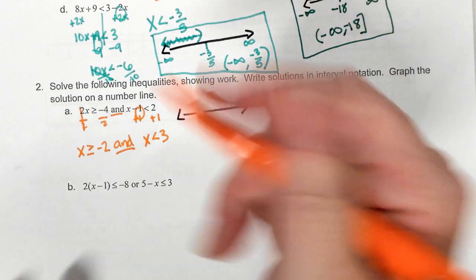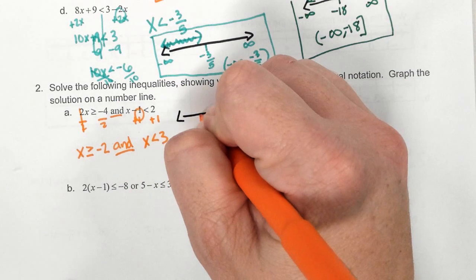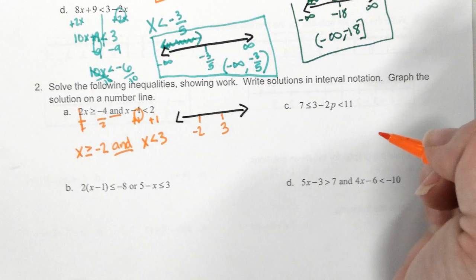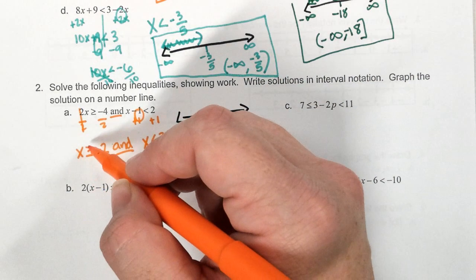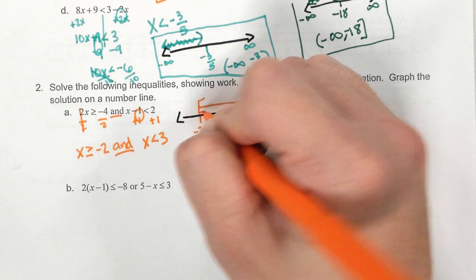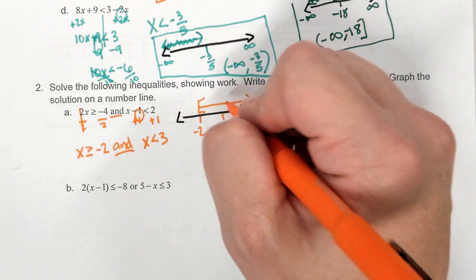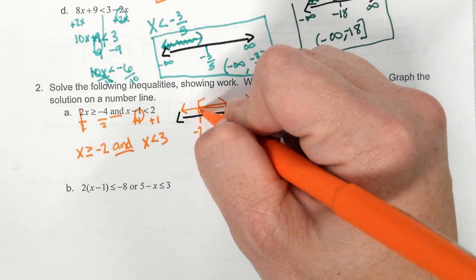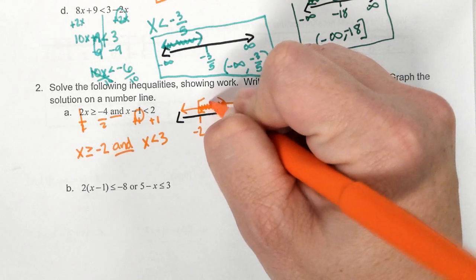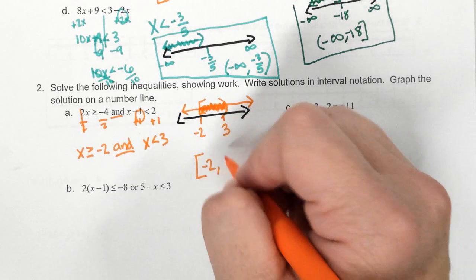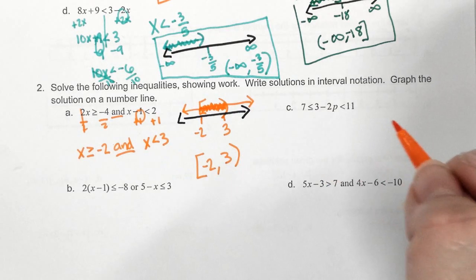Which number is smaller? Well, negative 2 is smaller than 3. And this is an and problem, so I want them to overlap. X is greater than or equal to negative 2. X is less than 3, but it's not equal to, so that gets a parenthesis. And is where they overlap, which is everywhere in between. So it goes from negative 2, which is included, to 3, which is not included.